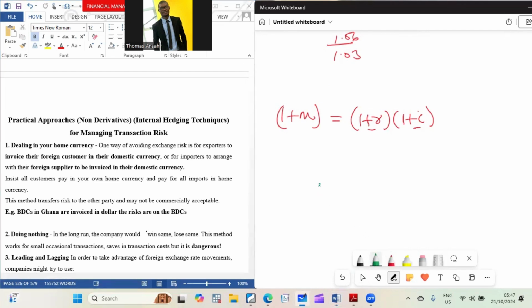Before I go, anyway, do this. We have somebody purchasing $3,000 worth of plant. The exchange rate is 15 cedis to $1. The inflation rate for the cedi is 5%. The inflation rate for the dollar is 2%.